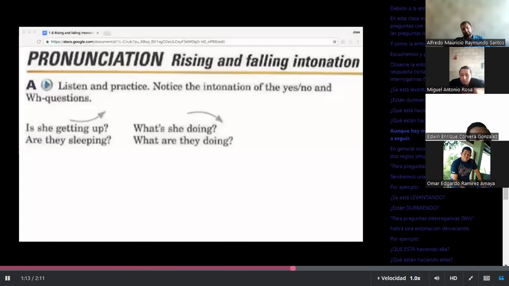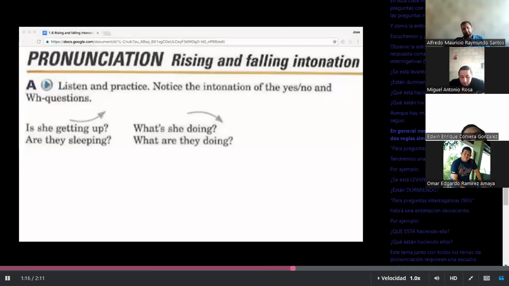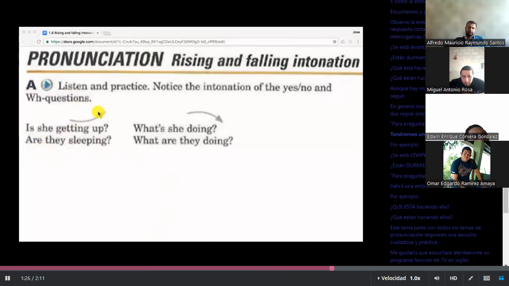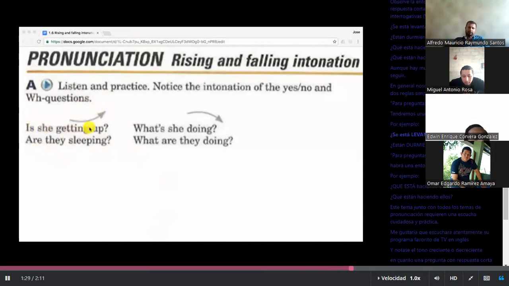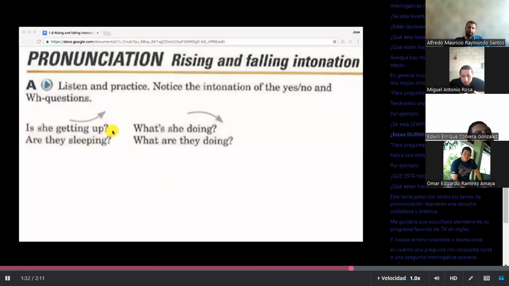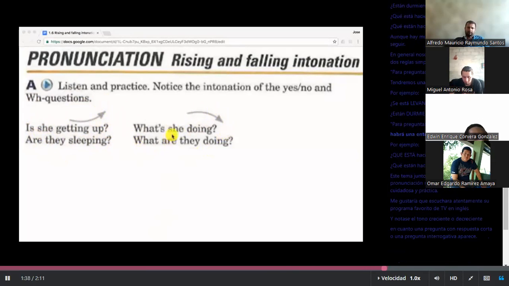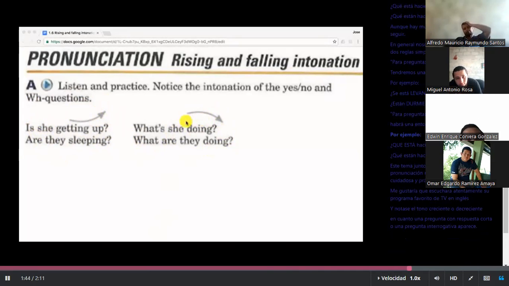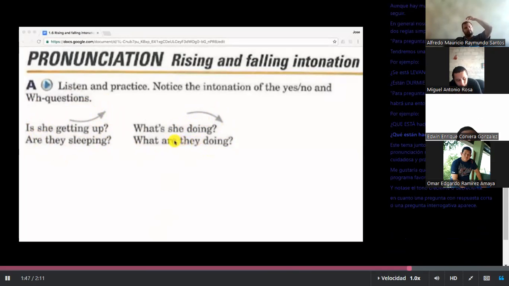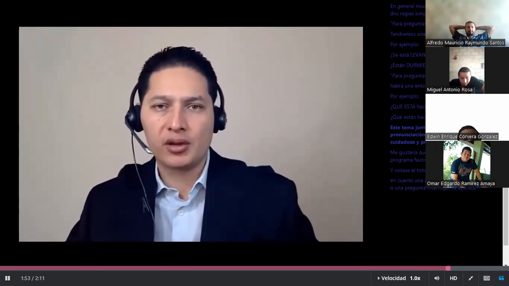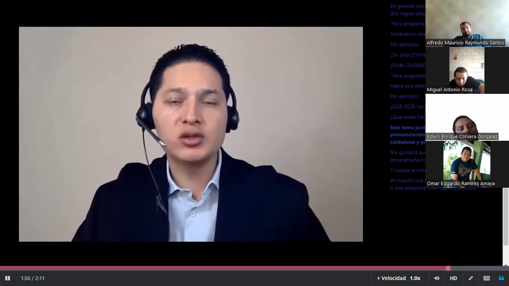Well, there are many exceptions and rules to follow. In general, we can follow these two simple rules. For yes and no questions, there will be a rising intonation. For example, is she getting up? Are they sleeping? For WH questions, there will be a falling intonation. For example, what's she doing? What are they doing? This topic, along with all the other pronunciation topics, require careful listening and practice.